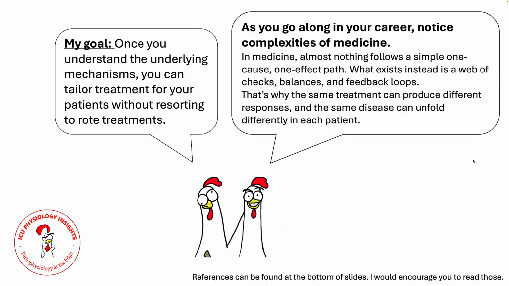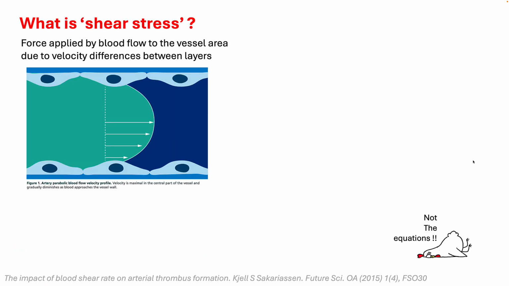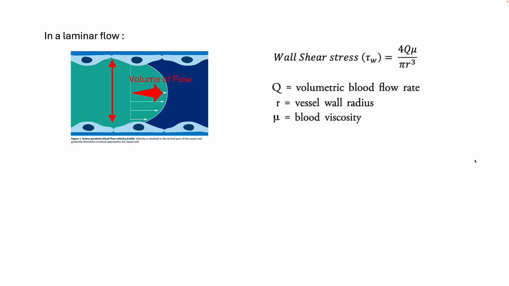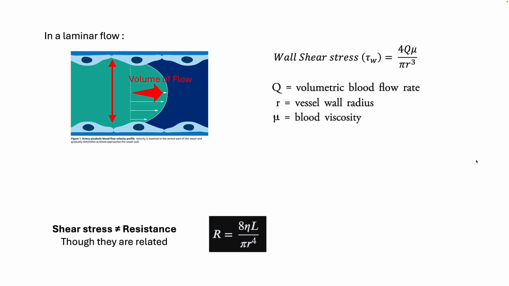So let's get started. Shear stress is the force applied by the blood flow to the vessel area, and this is due to the velocity differences between the layers. The slower the next layer velocity is, the more the gradient, therefore the higher the shear. So your shear stress depends upon velocity gradient and also on viscosity. In laminar flow, the wall shear stress depends upon the blood flow rate and is inversely proportional to the third power of vessel wall radius.